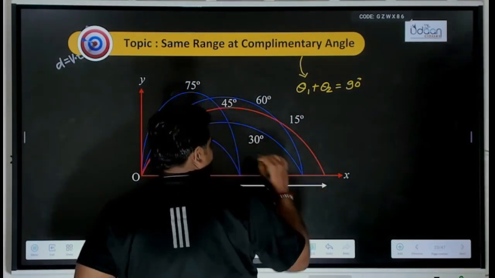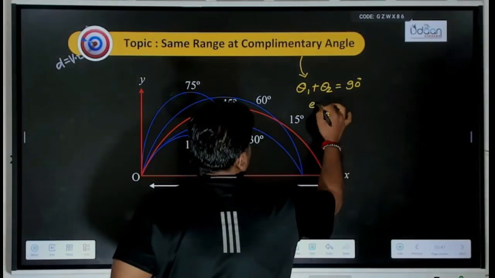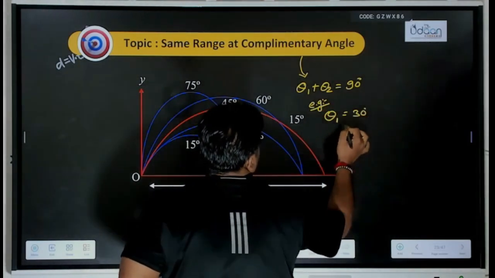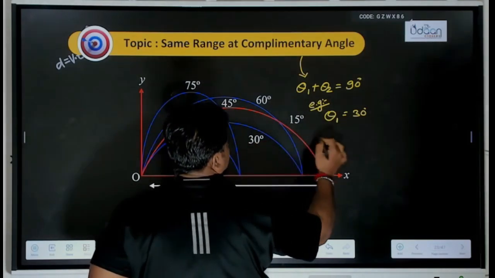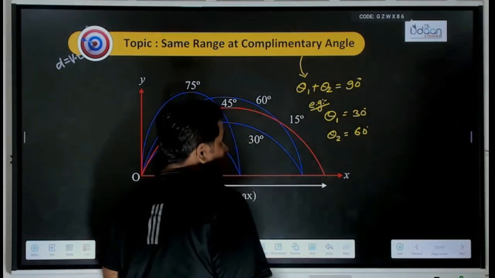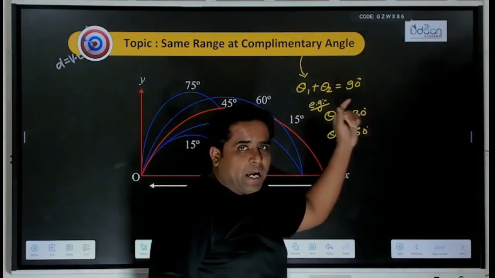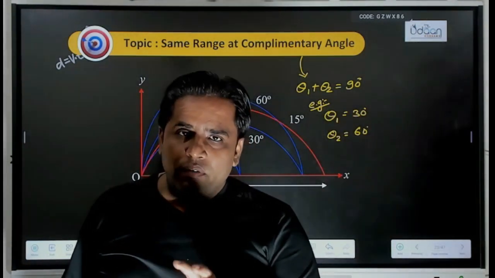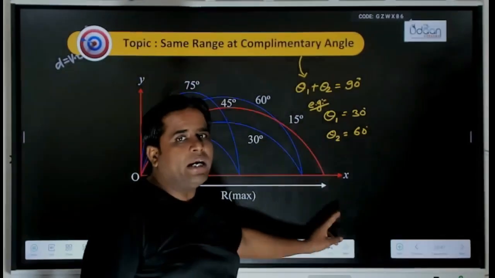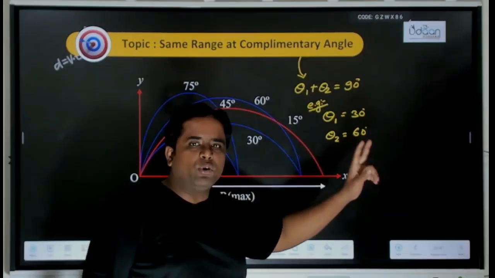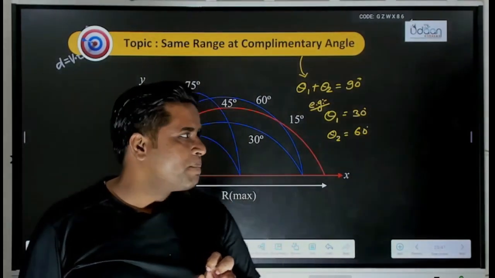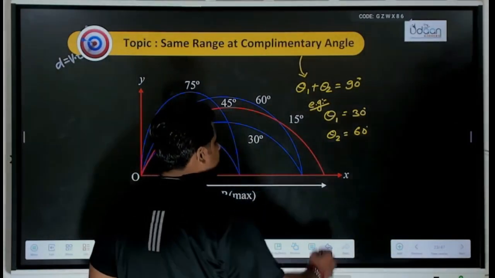It means what? If suppose that theta 1 is 30 degree, then we need to just put the value of theta 1 to be 30 degree, and that way we can find out theta 2 will be 60 degree. After adding these two angles, if the value comes out to be 90 degree, these angles are said to be complementary, and at these two angles, the range is going to be same. Is this clear? Very much, very good.